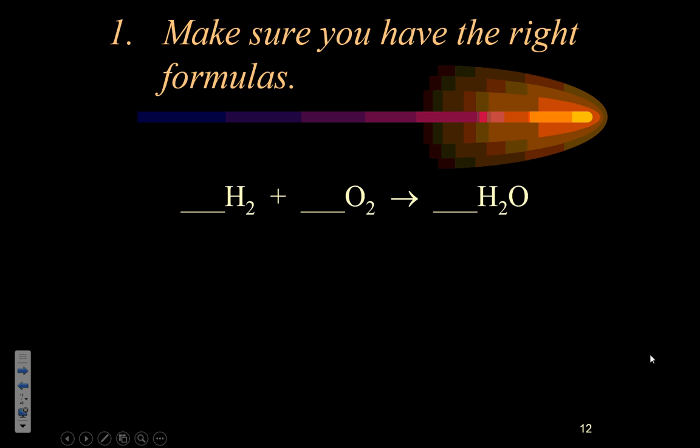Now, first, without a right formula, there's no way I can count atoms properly. So water, it's got to be H2O. Hydrogen and oxygen are both diatomic. They have to be written as H2 and O2. Otherwise, I might be able to balance it, but it's not going to be valid.